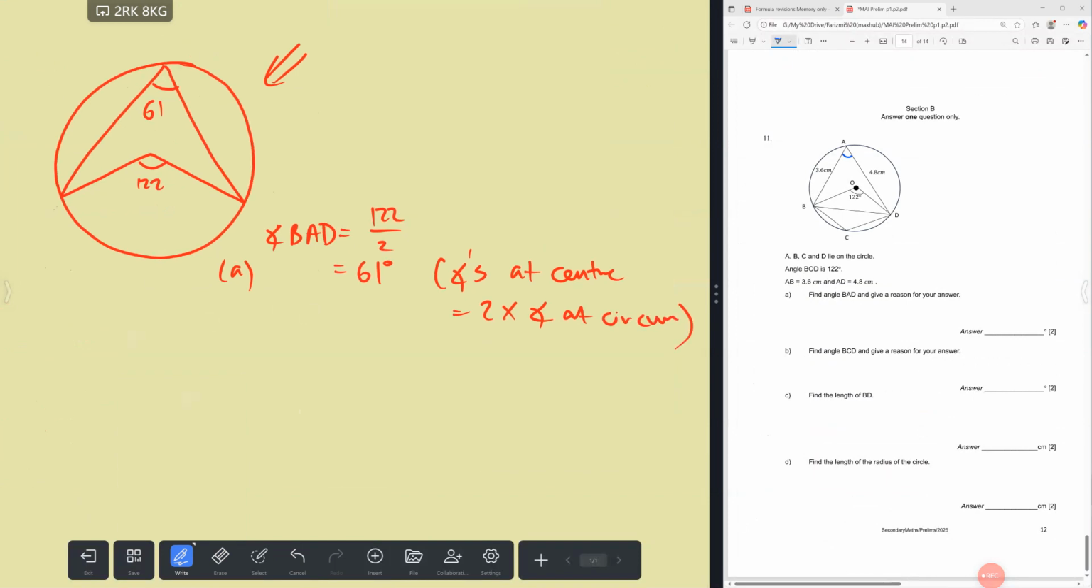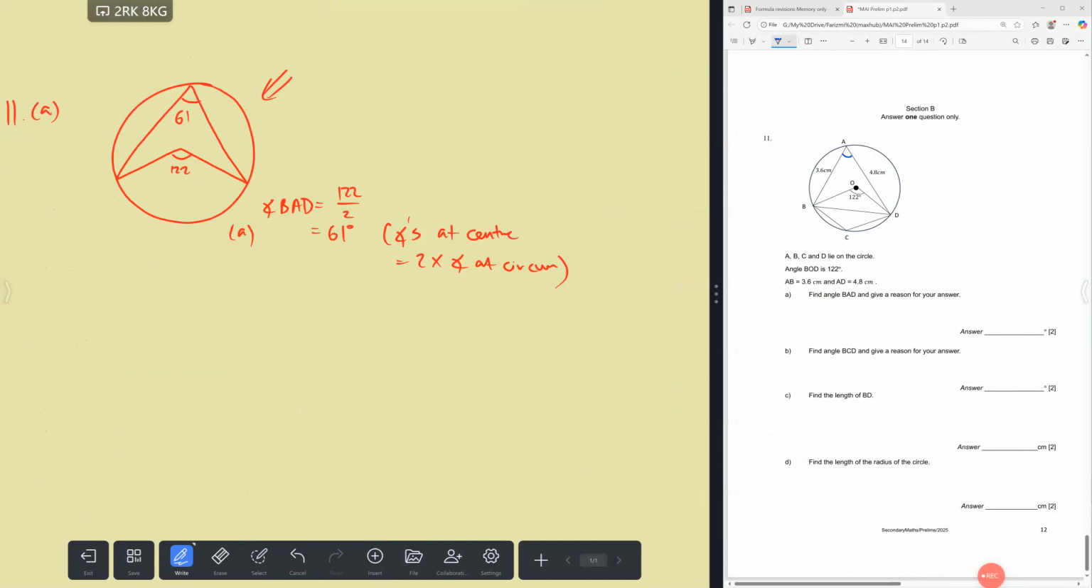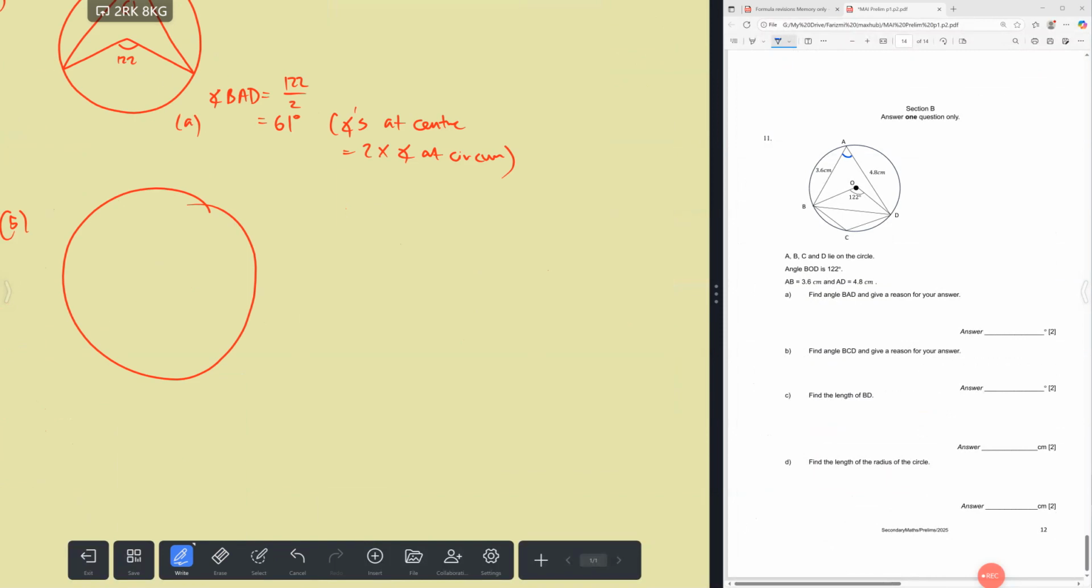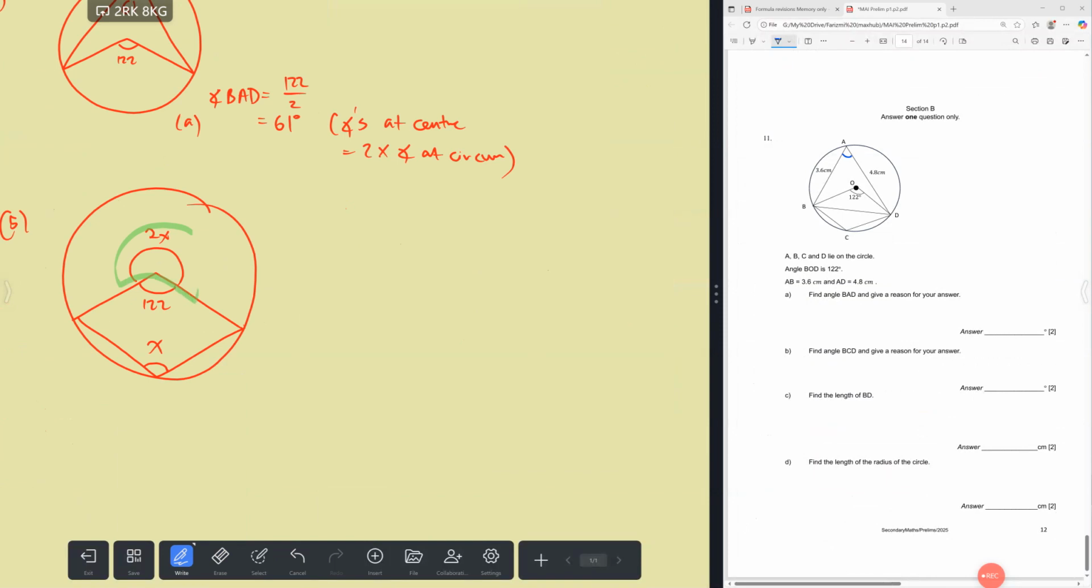Okay? Right, next. Find angle BCD and give a reason for your answer. For the second question, you need to draw a circle again and do the other setup here. This is 122, but I need you to understand that if this is 2x, this is actually x. It's a setup, and you use the same reason actually. The focus of this particular setup is actually this angle here and this angle here.